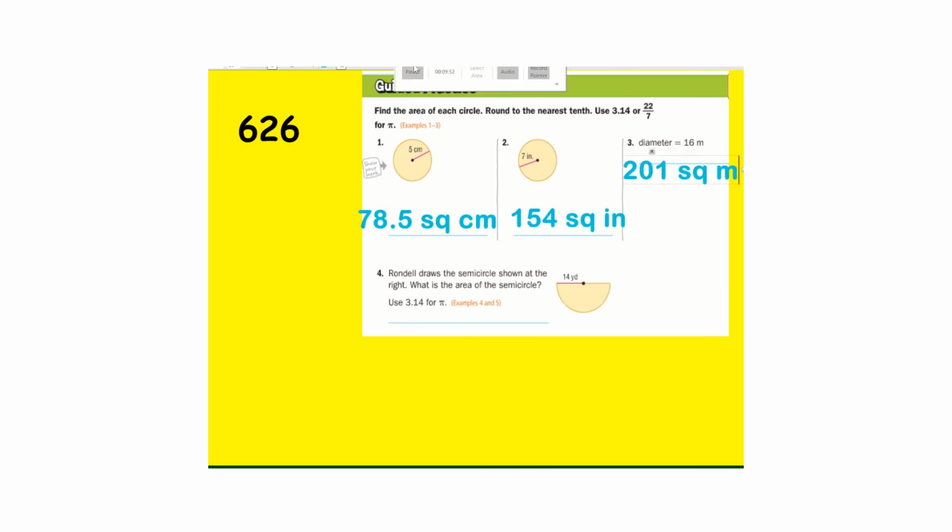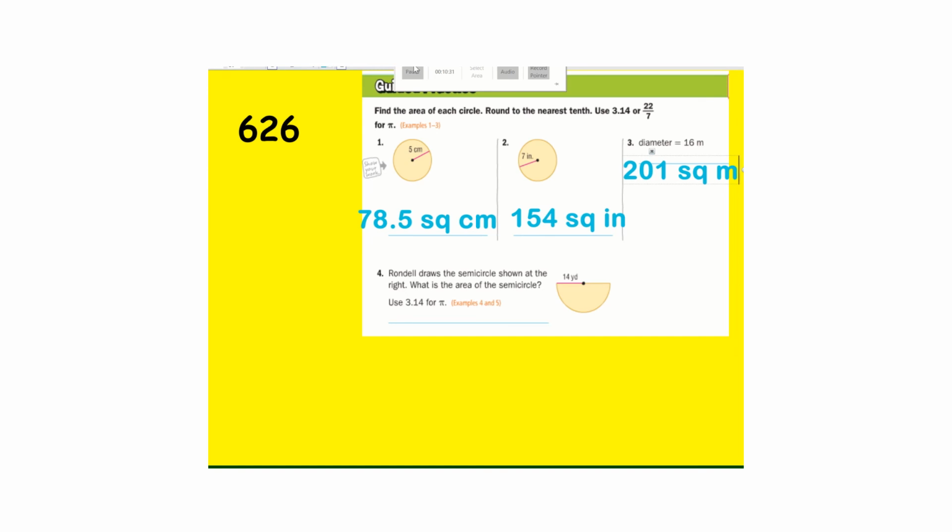Okay, number 1. Radius squared, 5 times 5 is 25. 25 times 3.14, we have 78.5 square centimeters. Number 2, 7 times 7, 49. 49 times 3.14, 154 square inches. The diameter is 16, so we need the radius, which is 8. 8 times 8, 64. 64 times 3.14, rounded to the nearest tenth, is 201.